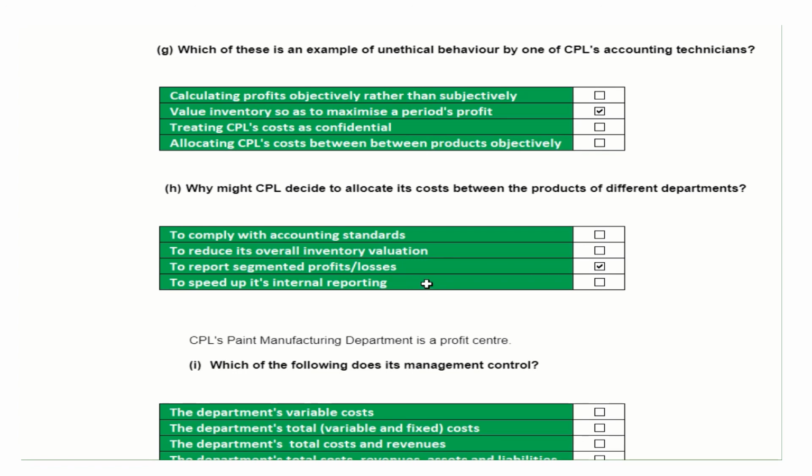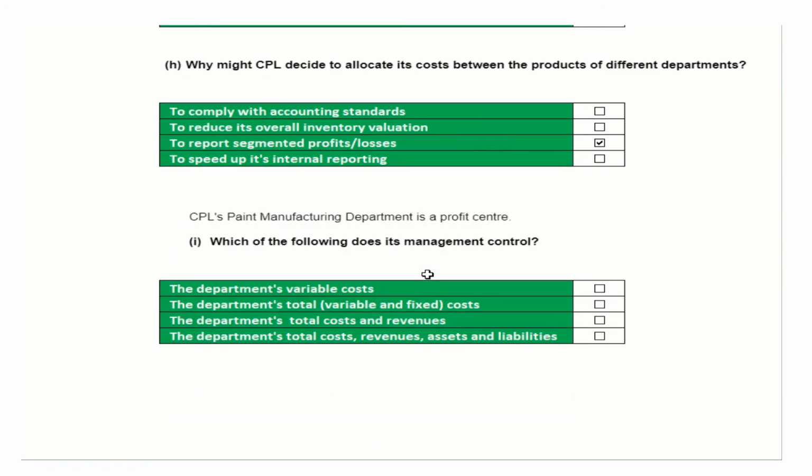And then the final one, CPL's paint manufacturing department is a profit centre. Which of the following does its management control? Well, let's think about it for a second. What do you need to make profit? You need revenue and you need expenses or costs or whatever you want to call it, yeah? Right, so the answer has to be costs and revenues, which is here.